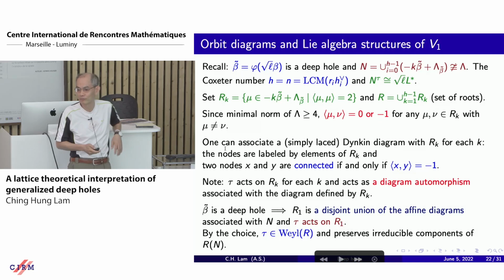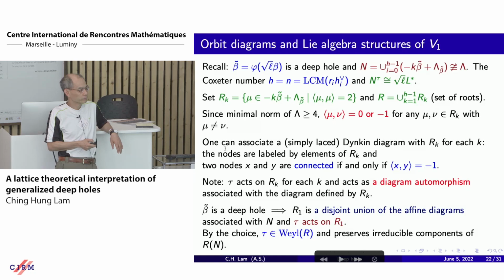Okay. Now another thing which is important is that tau will be a Coxeter element on a special sublattice R, which means it's a Weyl group element. So my tau will act as a Weyl group element of the root system, and in particular it would preserve all the irreducible components. It doesn't have any permutation involved, so it will preserve all the systems, okay?